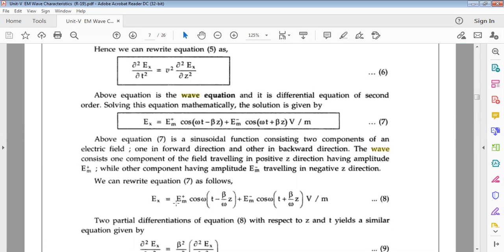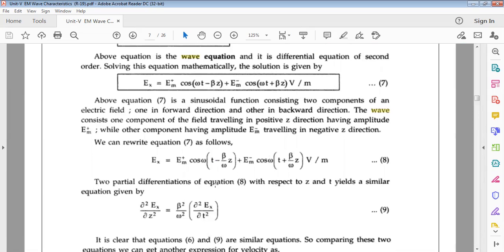Okay. Now I'm taking omega as a common term. Ex is equal to Em plus cos omega, taking omega as common, t minus beta by omega into z, plus Em minus cos omega, taking the common t plus beta by omega into z.